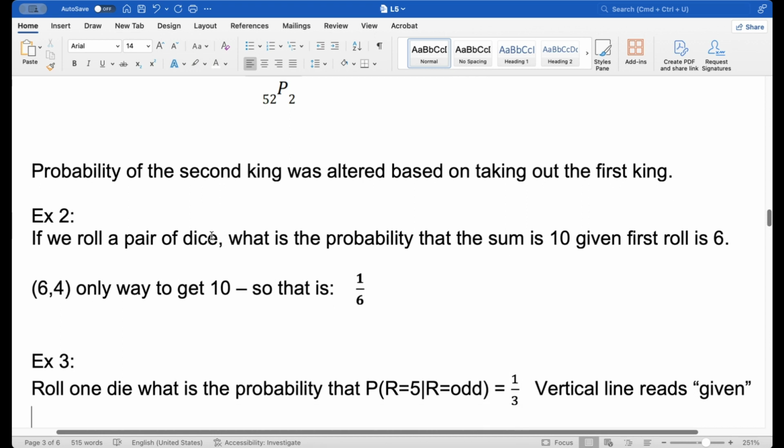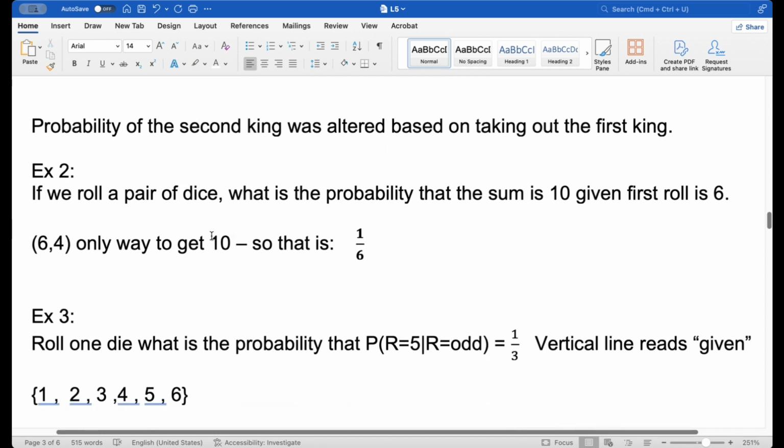When you roll a die, you would typically have 6 possible outcomes, but we're restricting to just the odd ones. So that reduces things down to only 3 possibilities, 1, 3, and 5. So in that reduced setting, there's one way to get the 5 out of 3 odd values, leaving us with a probability of 1 out of 3.